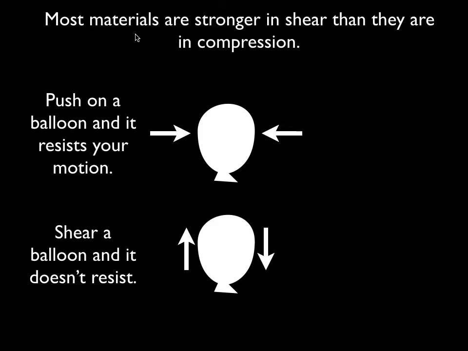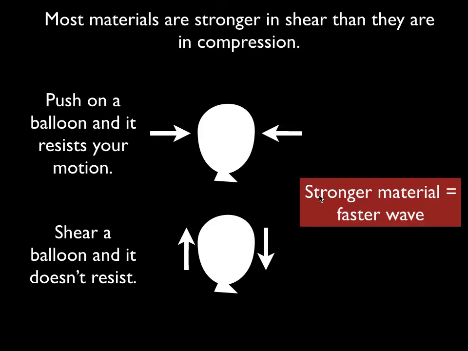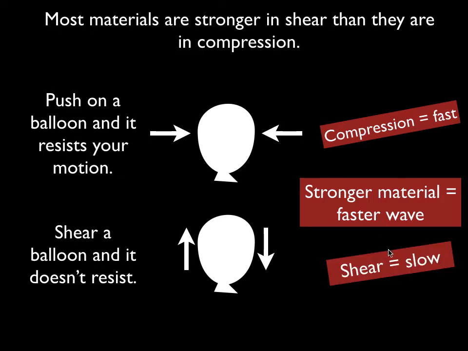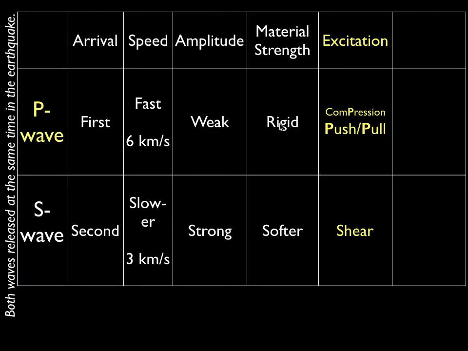And in fact, this is true of most materials. Most materials are stronger in shear than they are in compression. Now we know from a few moments ago that a stronger material causes a faster wave. So our faster waves must be associated with compression, and our slower waves must be associated with a shear wave. So let's fill in our table. Our material that was more rigid has to be moving through the earth with a push or pull or a compressional wave, and our material that was softer must be moving with a shear wave because those move slower.